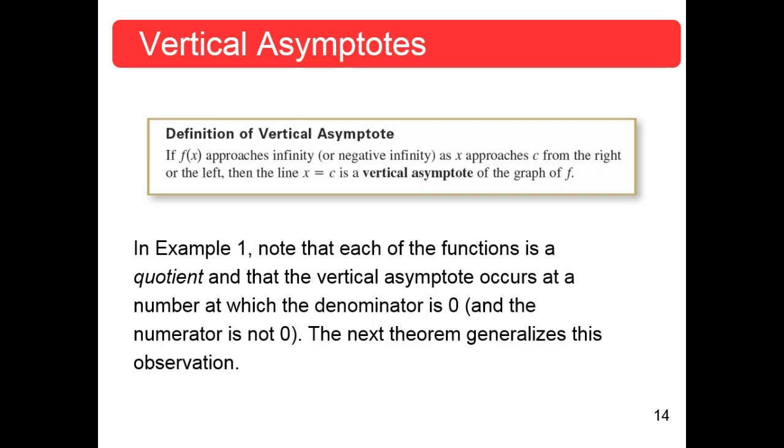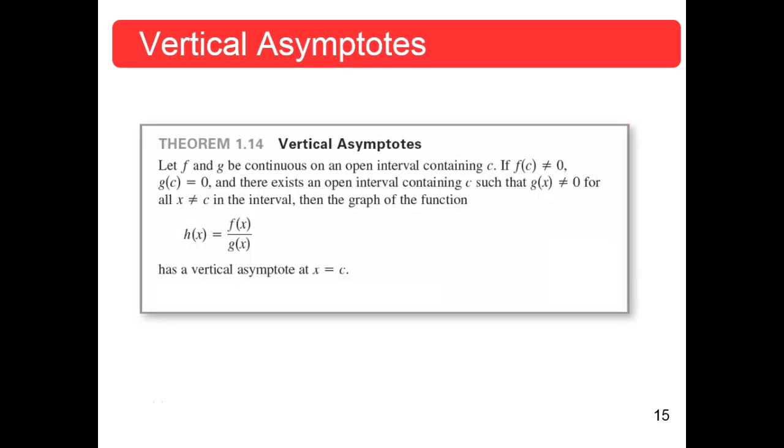Indeterminate. You can't say it then. But if the denominator is 0 and the numerator is not, then you have a non-defined term, and that's the one where you have a vertical asymptote. So this theorem generalizes that.